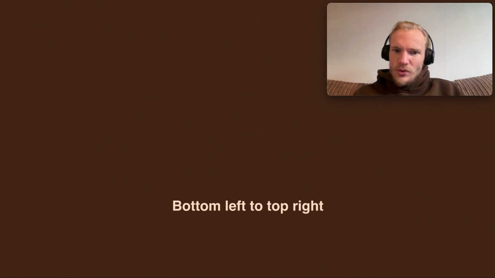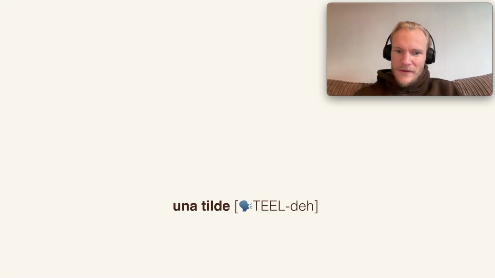And the accent marks always go from the bottom left to the top right. Never the other way around. Bottom left to the top right. And in Spanish, that accent mark is called una tilde. So the little mark from the bottom left to the top right is called una tilde.